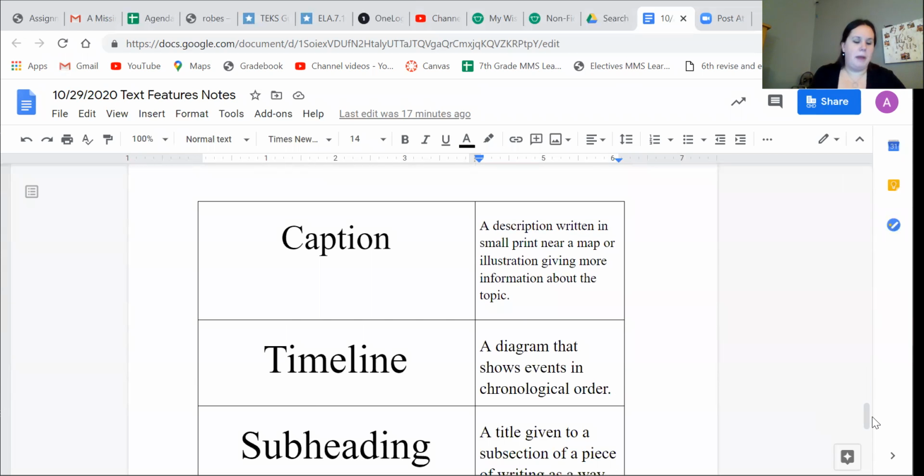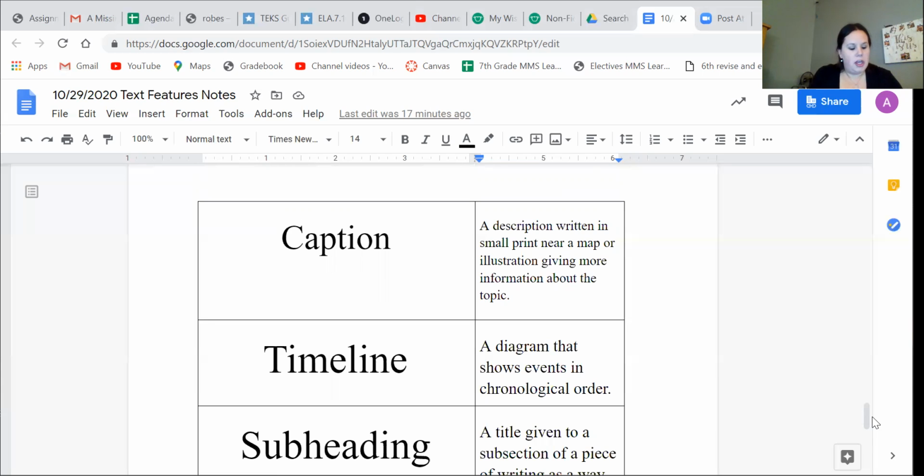Caption, which we just talked about with the map and illustration, it's a description. It's always going to be in small print, and it's going to give more information about the topic. And it's usually a complete sentence, but it's usually in very small font, and it could be in italics, but it's just a little something so you know what you're looking at.